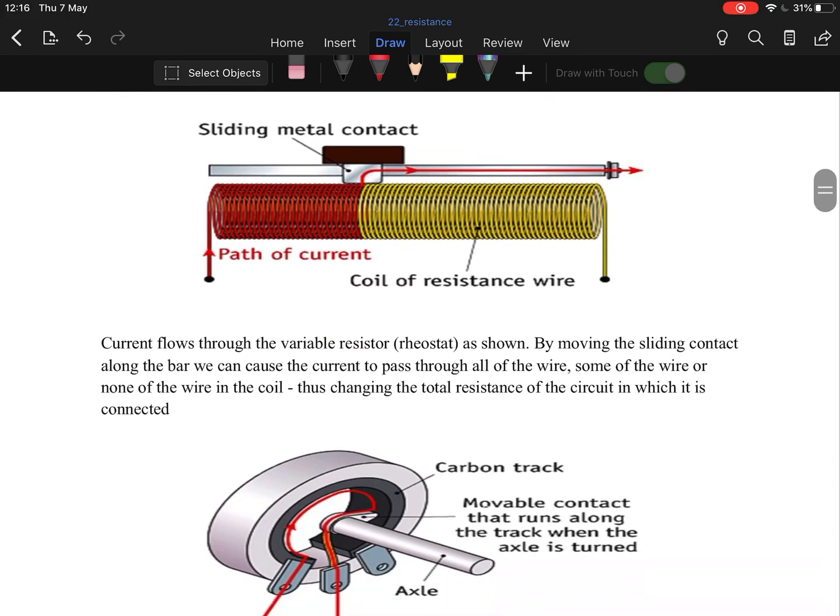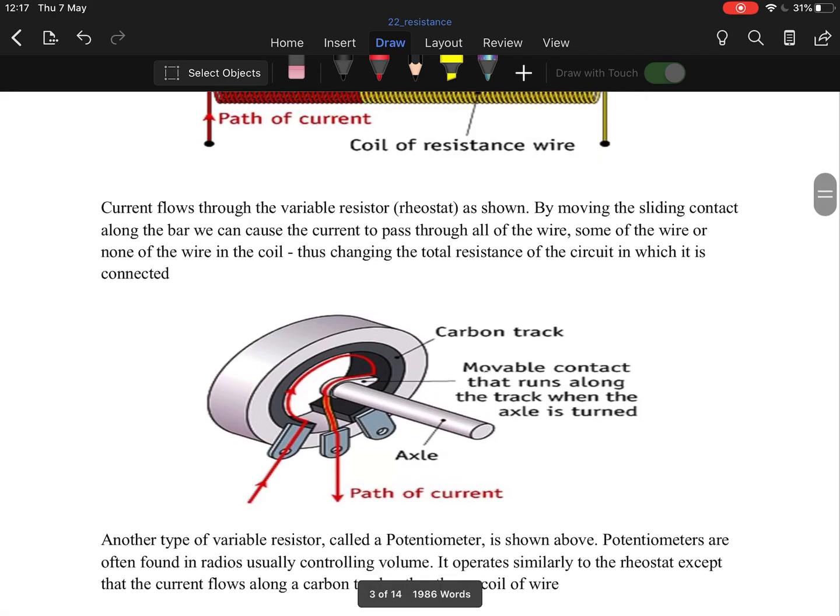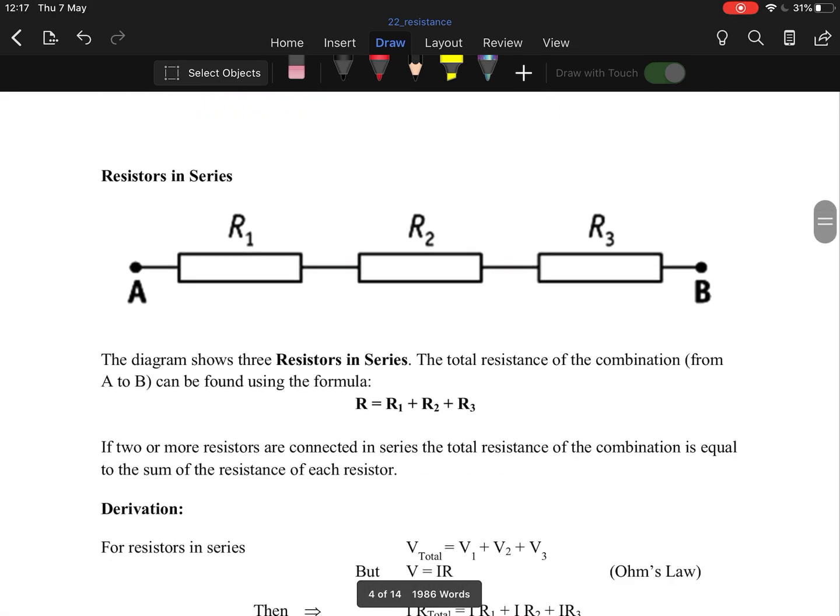Don't worry about them. Variable resistors. I'm assuming you've seen them in the lab. It's basically a rheostat. As you move the sliding contact, you increase the number of wires that the electricity has to go through, and therefore you increase the resistance. That's how dimmer switches work, as you can see here.